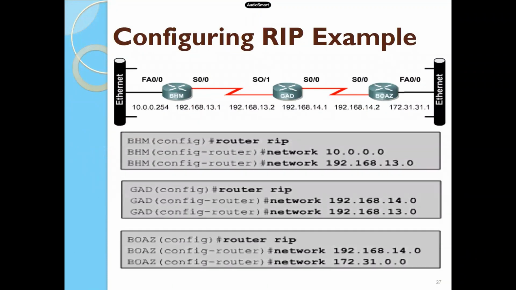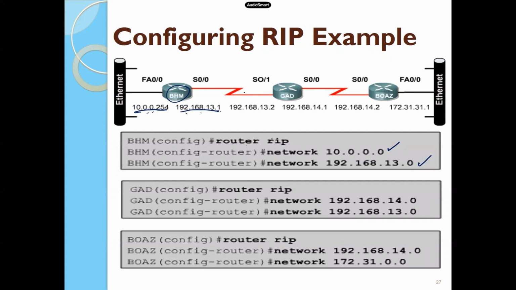Okay, so here's a configuration example. Assume that we are router BHM. Router BHM is connected to 10.0.0 and 192.168.13 and 0. I'm looking at the network address. So first, you are in the config of BHM, just say router RIP, then just put the network address for this IP and the network address for this IP. This is the class A, so the network address will be 10.0.0.0. That's a class A, number 10. This is the class C. The network address is 192.168.13.0. So that's it. That's for router BHM.